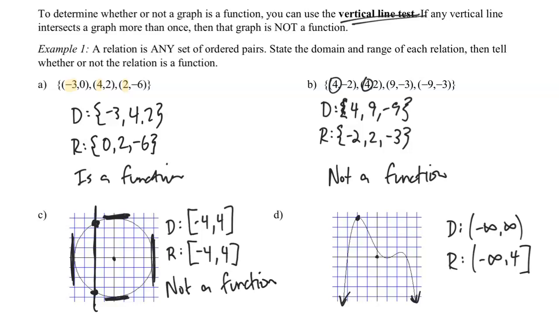Now, the next question we need to ask is, is this a function? If it is, that means it passes the vertical line test, meaning there's no vertical line that we can draw that will intersect this graph more than once. And I would challenge you to try and draw a vertical line that crosses this graph more than once. You will not be able to do it, and therefore this graph is the graph of a function.